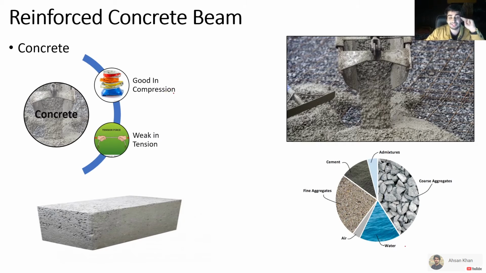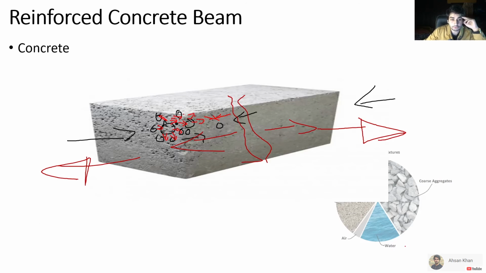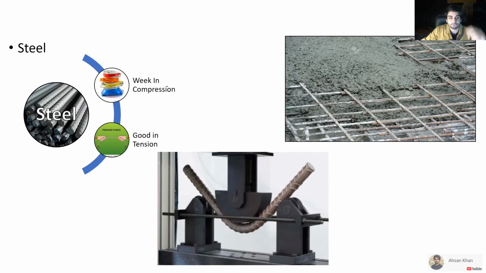Now let's go to the steel. Let's discuss steel. Now steel is opposite to this. Steel is weak in compression but good in tension. And you remember the concrete was good in compression.